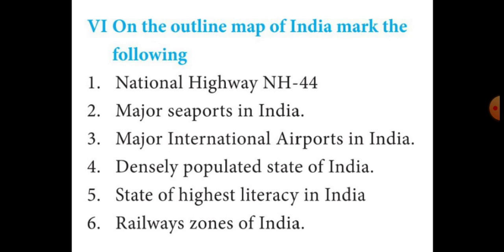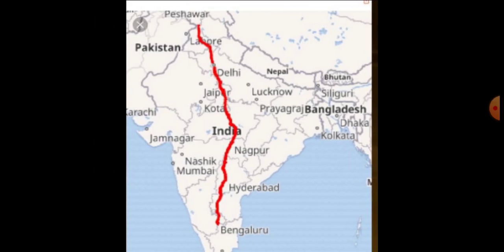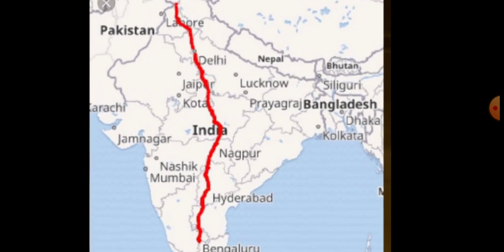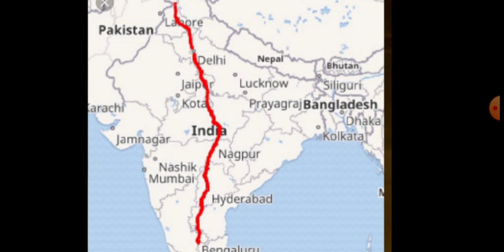Listen very carefully, students. The first one is National Highway NH44. That is Srinagar to Kanyakumari. That roadway, National Highway. Did you see, students? Those who did not do the map, you should do. Okay, see this video and you will do.